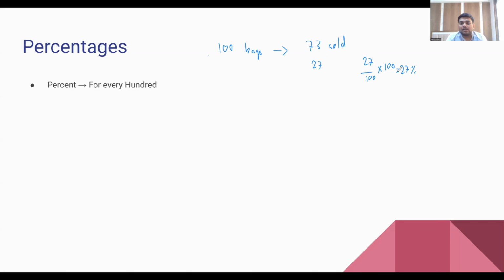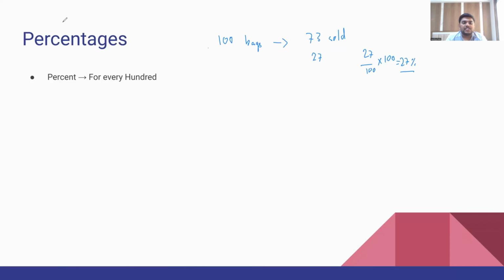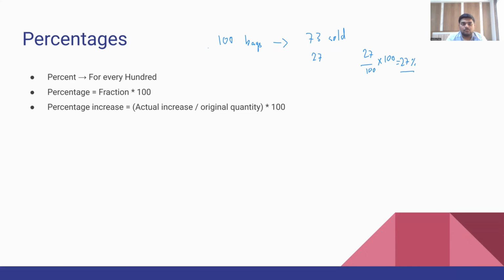So whenever you are doing the calculations, always include a percentage sign at the end if you are depicting a percent value. Okay. So the formula also says that percentage is equal to fraction into 100. So percentage for a given quantity is equal to the amount of given quantity divided by total quantity into 100.